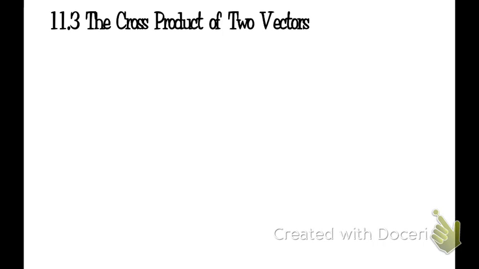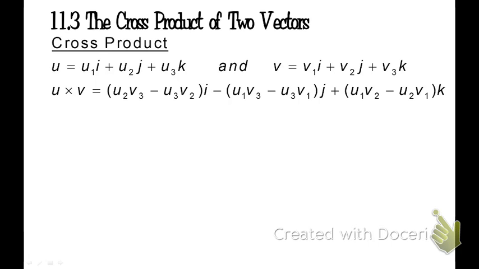Okay, section 3 on the cross product of two vectors. So the cross product is another type of multiplication when dealing with vectors, this time dealing with vectors in 3D. So we're going to say u crossed with v, and it's another type of multiplication. The formula is typed out here, but we're not going to use the formula when we solve these problems.